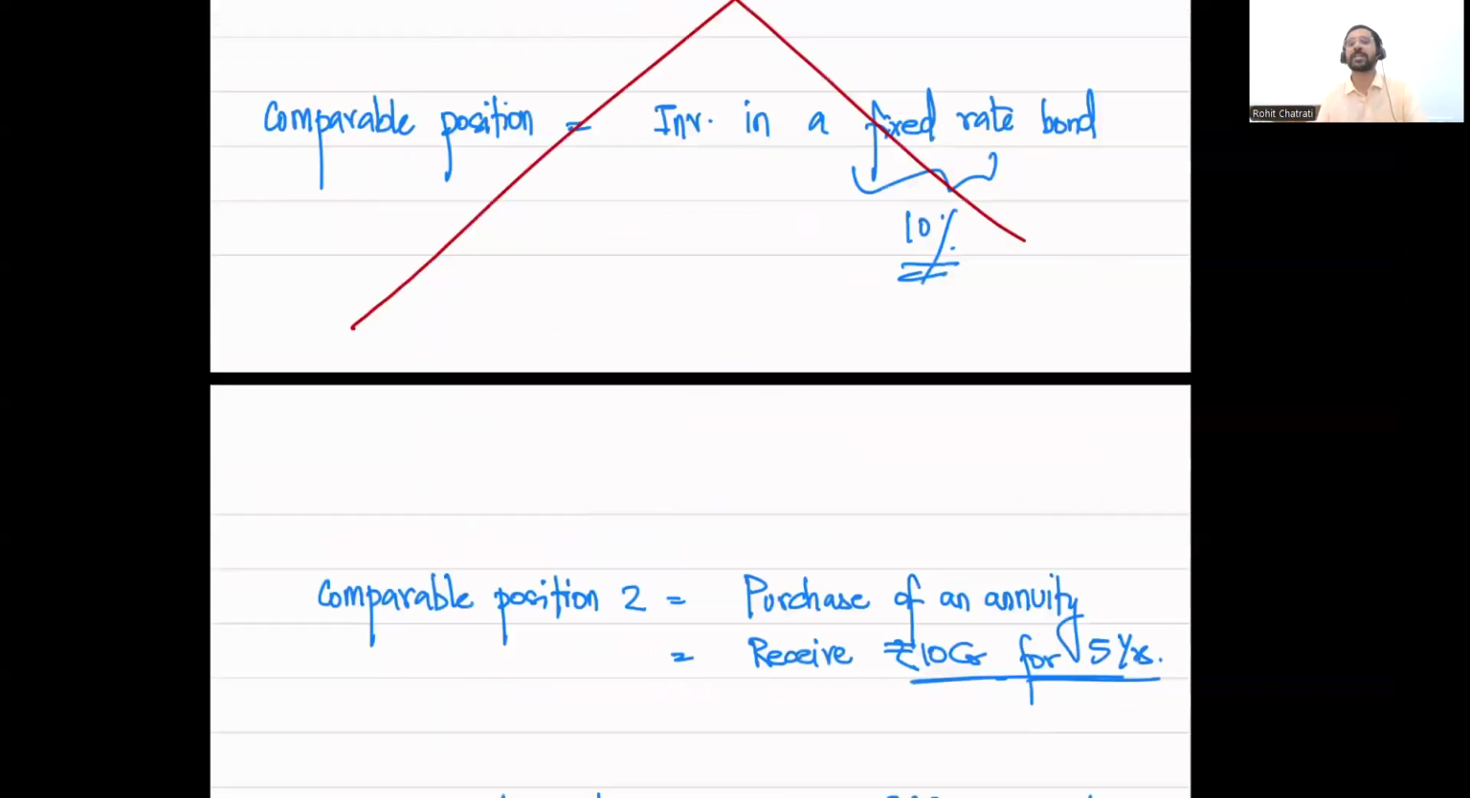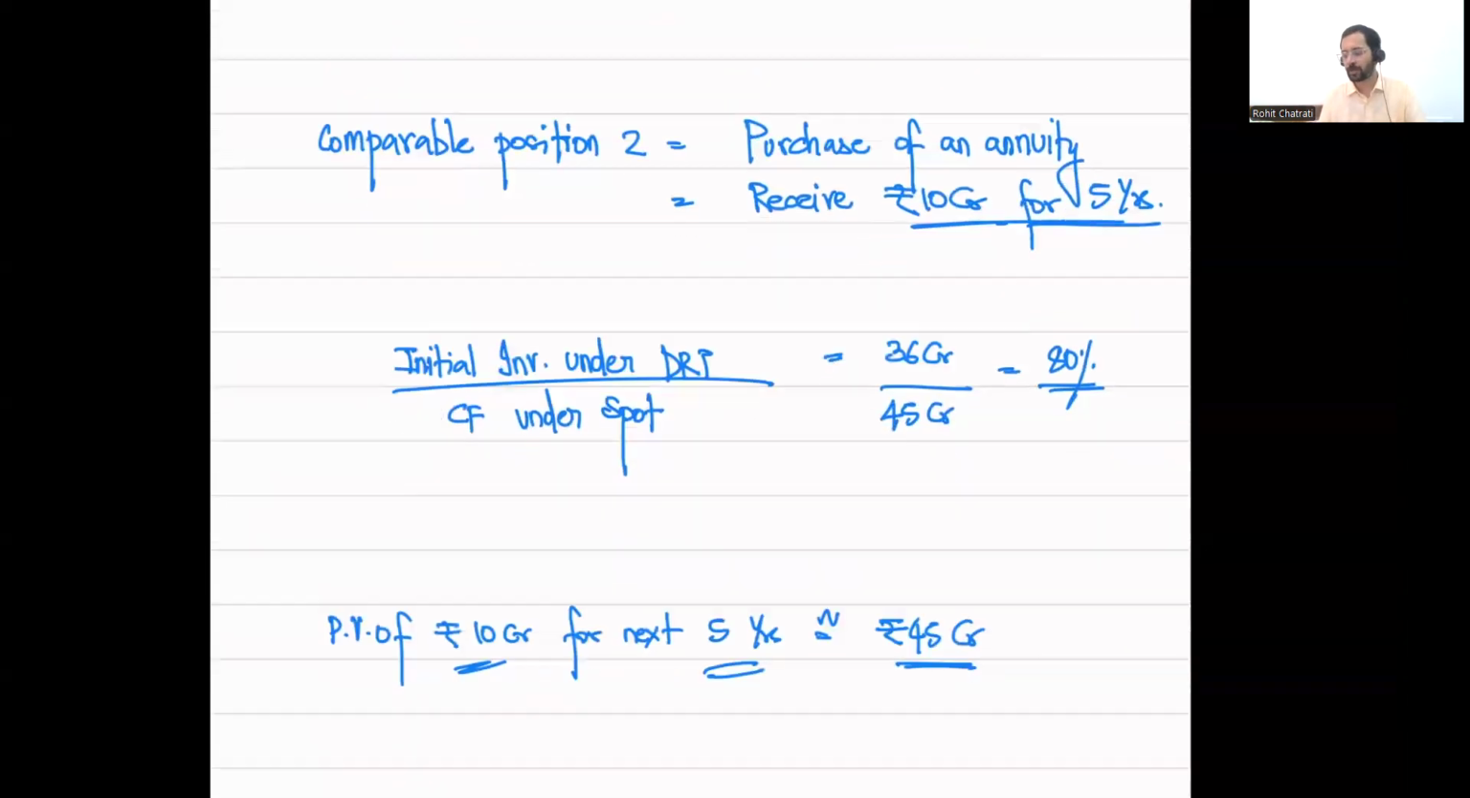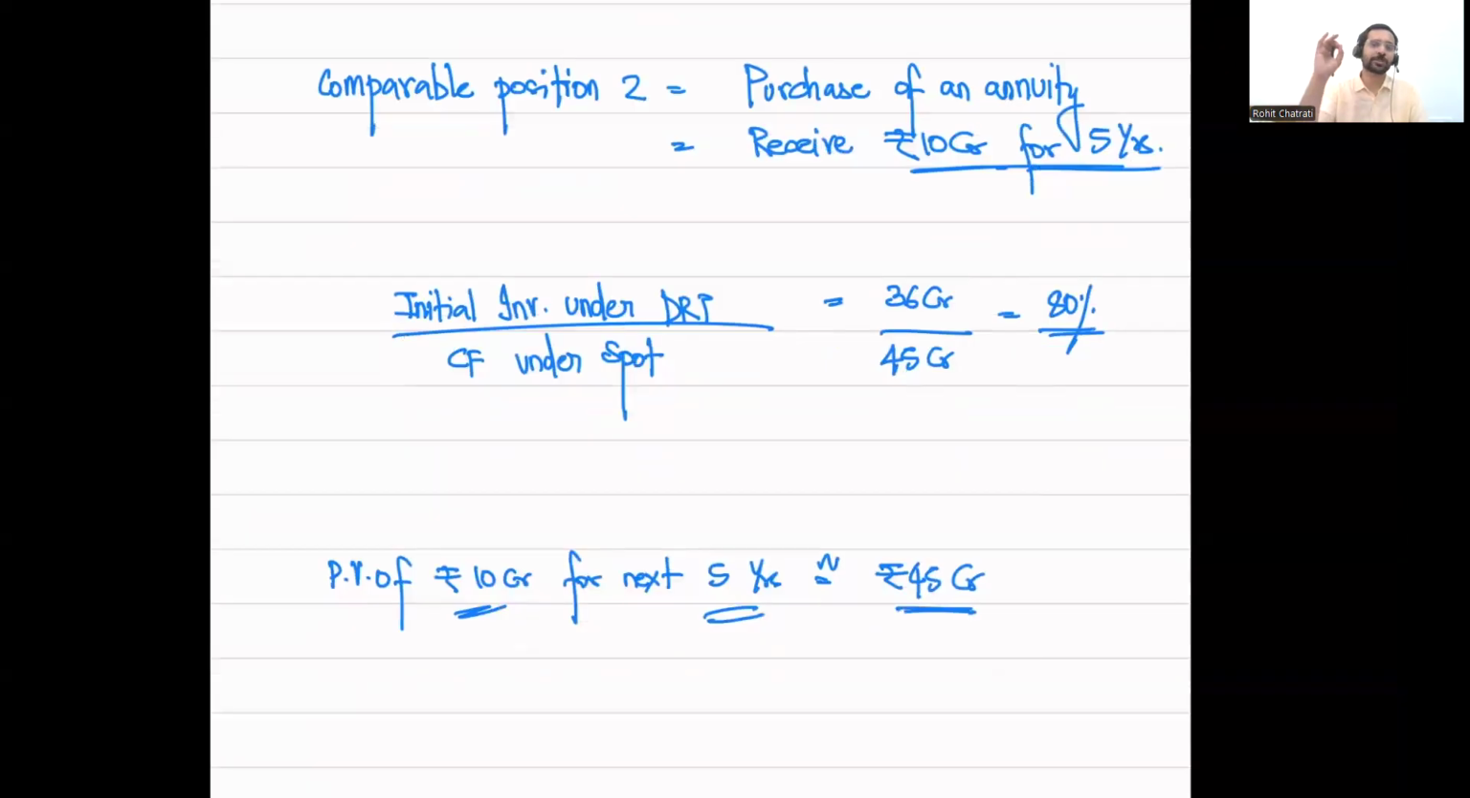Now 80 percentage is considered a significant amount. The 90% threshold is as per US GAAP. IFRS or Ind AS does not have any such threshold, and we are going to consider 80 percentage of initial investment also as a significant number. Therefore, since this is significant, we are not going to account for this contract as a derivative contract.